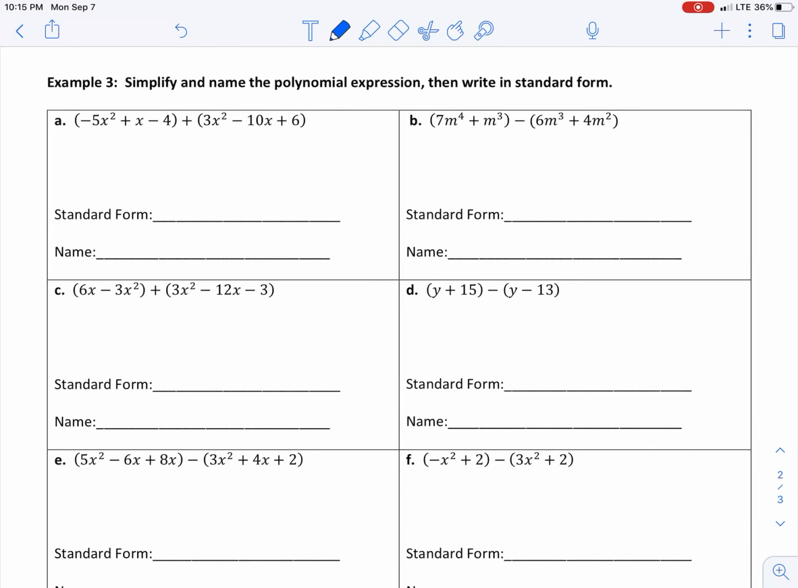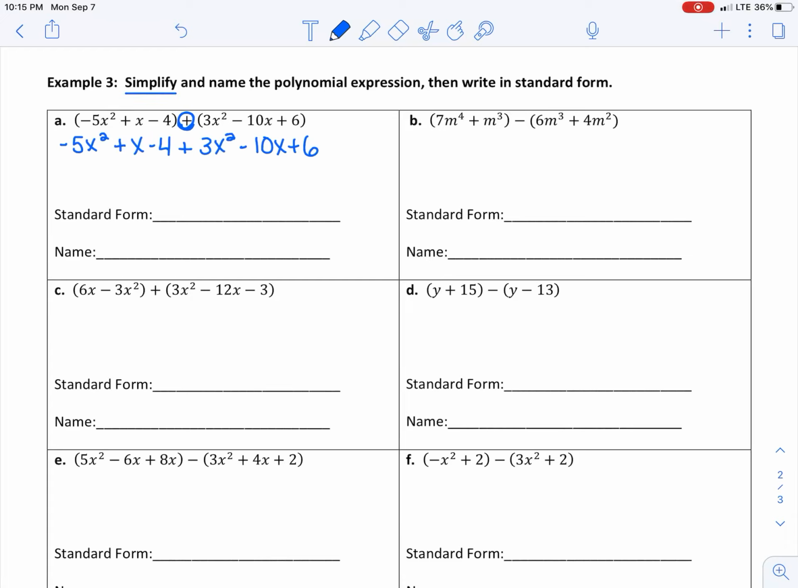So for example 3, it says simplify and name the polynomial expression, then write in standard form. So what we need to do here, we have an addition sign in the middle of these two sets of parentheses. Whenever you have that addition sign, if there's nothing in front of your parentheses, no number or anything, you don't have to distribute. All you want to do here is rewrite everything out basically without the parentheses. Honestly, the parentheses in this case are not necessary.